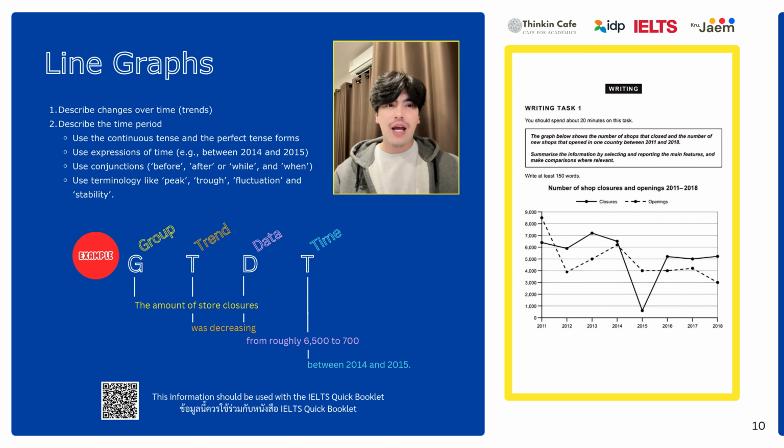So in terms of identifying main features, again, look for the highest point, look for the lowest point, look for a group or a period of time where there's lots of fluctuation or stability. Mention them, and then after that, talk about other changes, other trends as well.